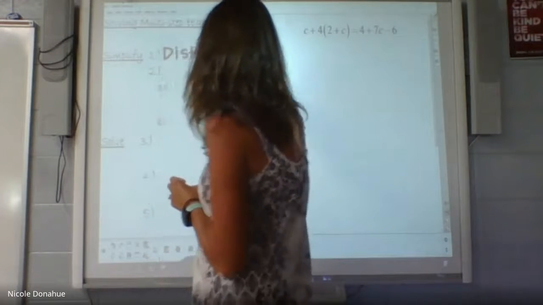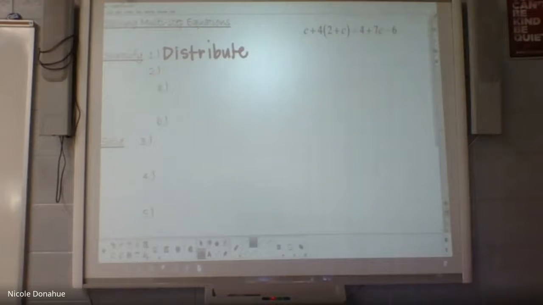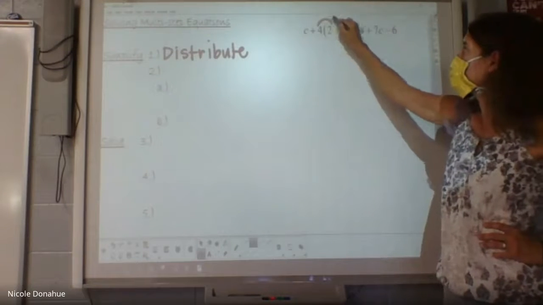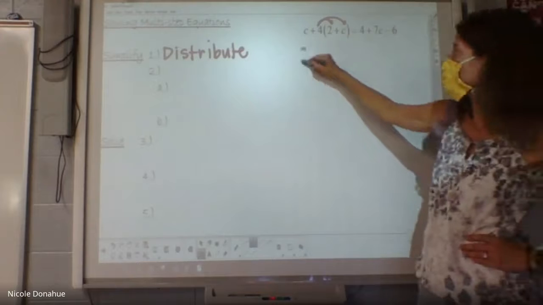Now, if there is no distributing we need to do, then we can skip that step. But there is in this case. We're going to distribute that 4 in. So I'm going to rewrite what I have with that 4 distributed in.